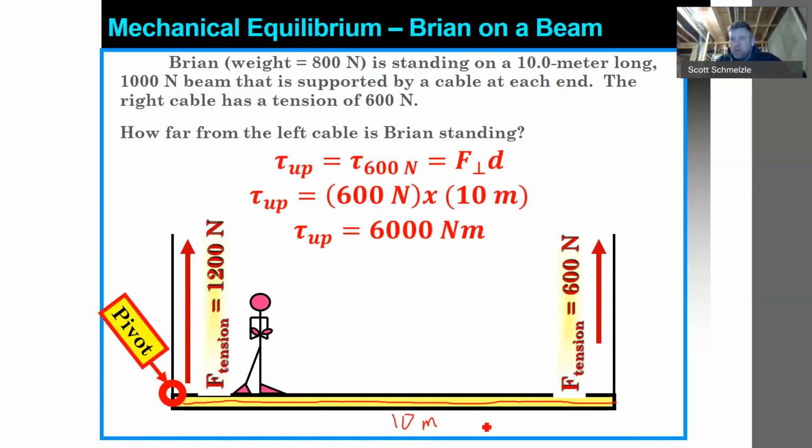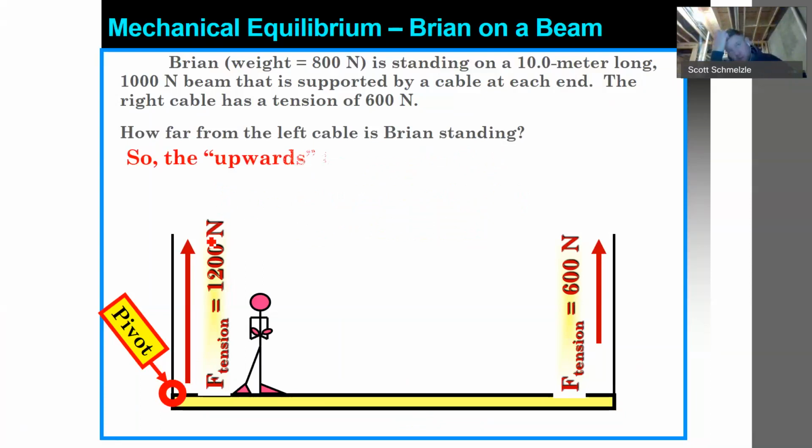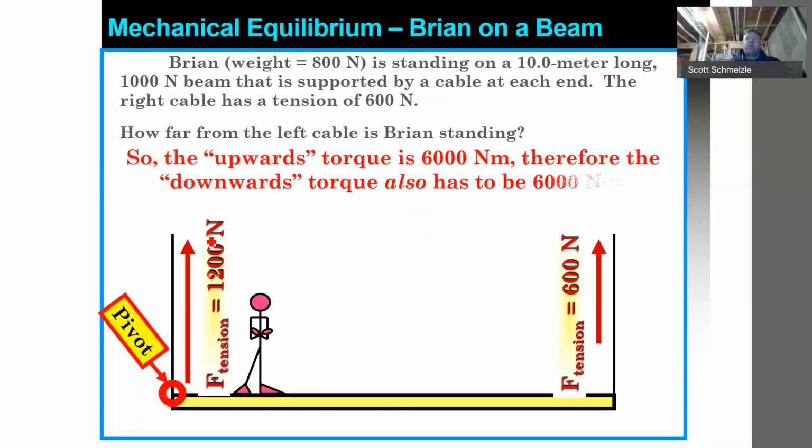Now, is there any other component of upward torque? You might say, well, yeah, there's this wire right here. Well, how far is it from the point? Where is its center of mass? In this case, that would be times 0, right? Because it's right on that. The distance is actually 0. So when we see this, our upward torque is 6,000 Newton meters.